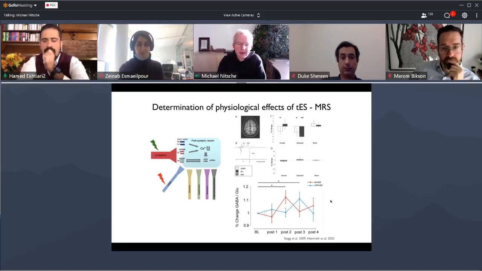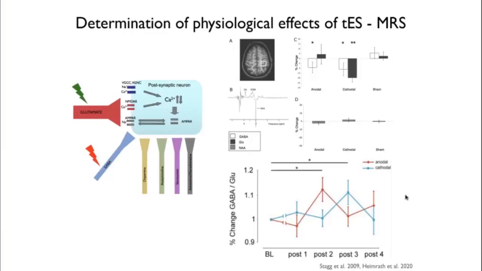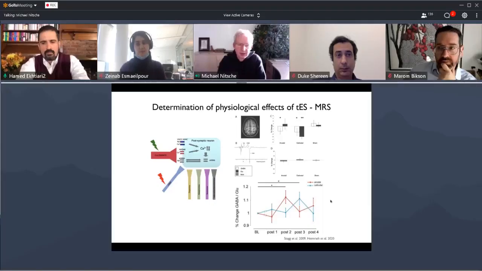One interesting new study is from Heimrath and colleagues. They did a 7T-MRS study, where they have shown that bilateral stimulation of the auditory cortex results in different effects. So they got an enhancement of the GABA to glutamate ratio, also here independent of stimulation polarity. So this might hint to different effects of the stimulation dependent on areas and also on stimulation electrode positions. Next slide, please.